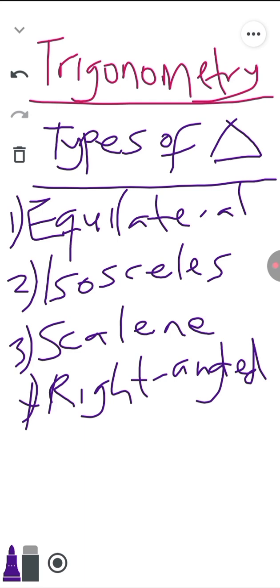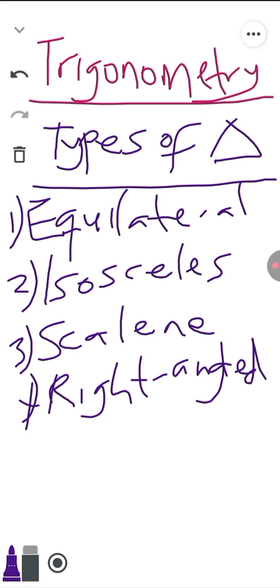What is an equilateral triangle? It's a triangle where all three sides are equal. What about isosceles? In isosceles, only two sides are equal, and one is not. Scalene triangle, none of the sides are equal.